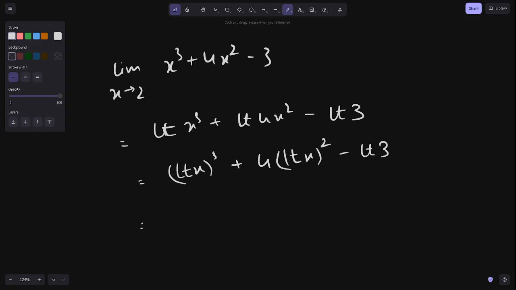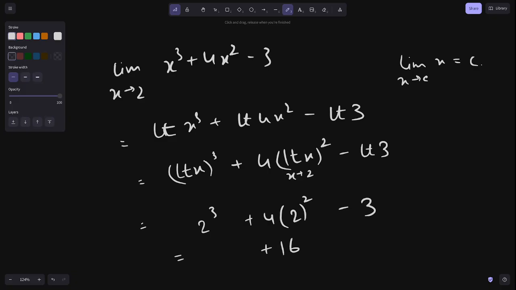Constants are constant only. In the limit x tends to 2, what is the value of x? It will be 2 only, right? So when x tends to c, x will always be c. So we can put this as 4 into 2 square, plus 2 cube. So this will be 16 plus 8 minus 3, that will be 21. So you solve this sum, very easy sum.